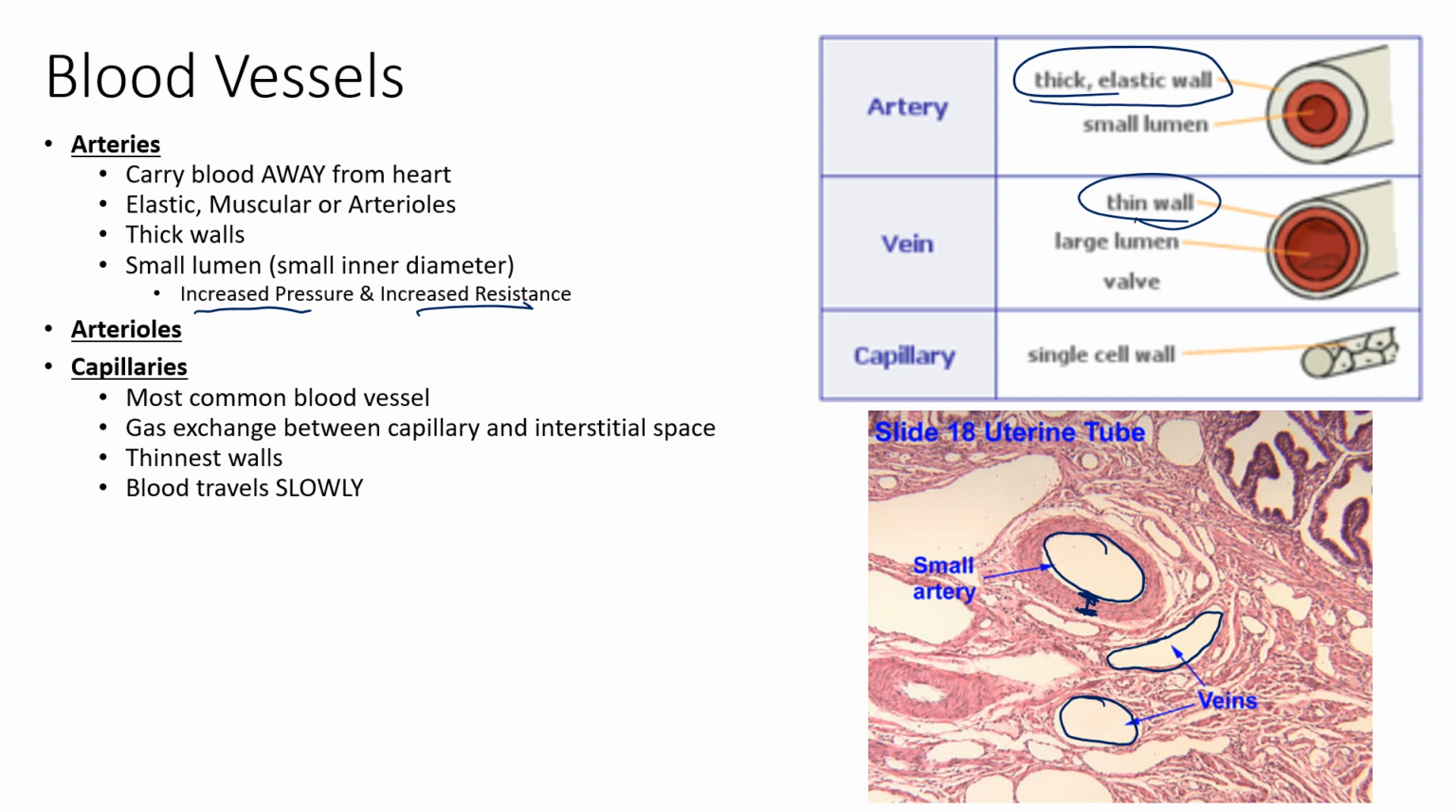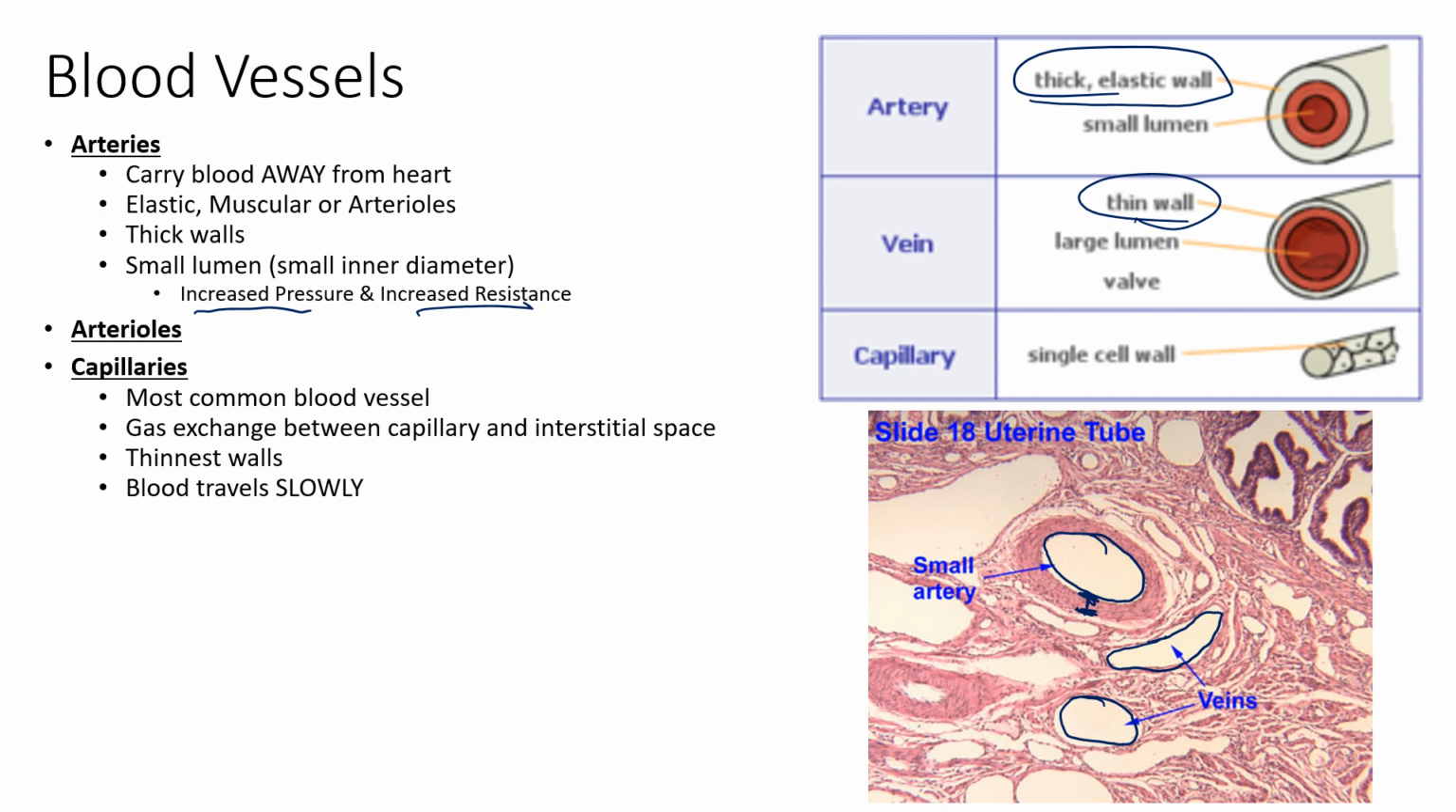Capillaries, they're actually the most common. So you're going to have capillaries everywhere. This is where the magic happens, so to speak. This is where gas exchange occurs between the interstitial space and the capillary. So this is going to occur in the lungs, where the pulmonary capillaries are going to pick up the oxygen from the alveoli of the lungs and drop off that carbon dioxide waste to be removed. And then in the tissues, the reverse is going to happen. The capillary is going to drop off the oxygen to the tissues and pick up the carbon dioxide waste from the tissues and carry it on to the lungs for removal.